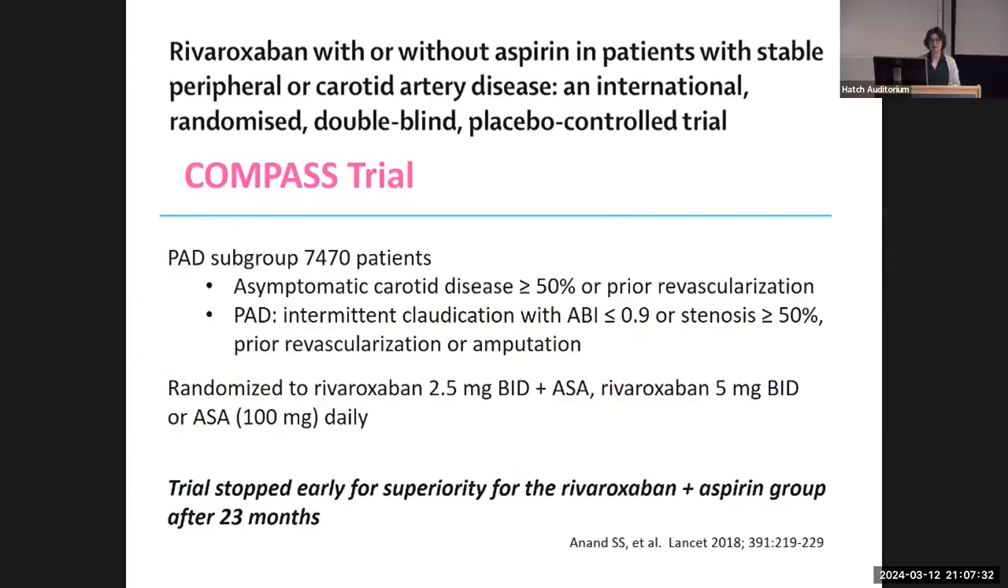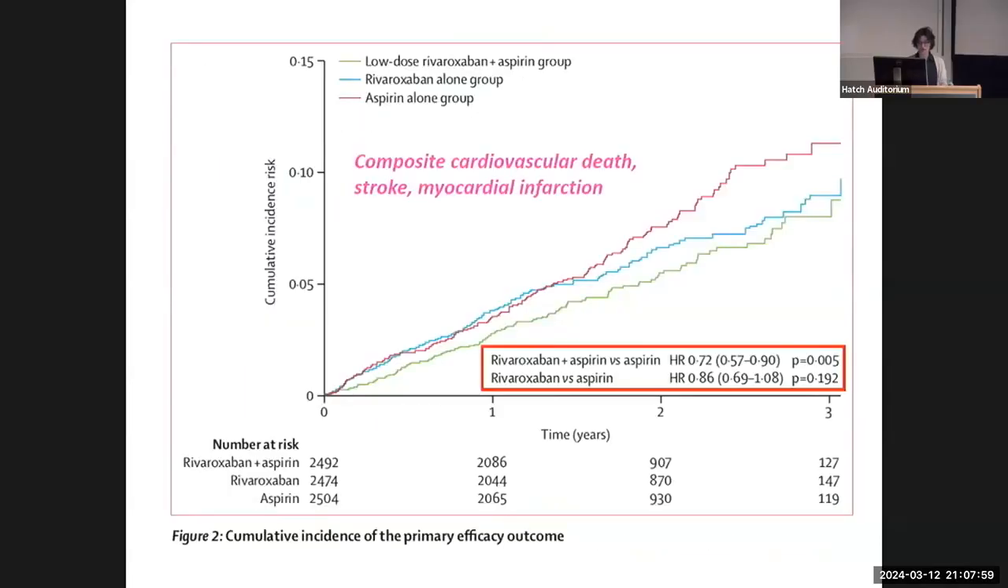Now this was a landmark study. This was a study looking at low-dose rivaroxaban, 2.5 milligrams twice a day with aspirin, rivaroxaban 5 milligrams twice a day, or aspirin only. The PAD subgroup was about 7,500 patients. It included patients with carotid disease, as well as intermittent claudication and abnormal ABI or prior revascularization. The trial was actually stopped early because there was superiority in the low-dose rivaroxaban and aspirin group after 23 months.